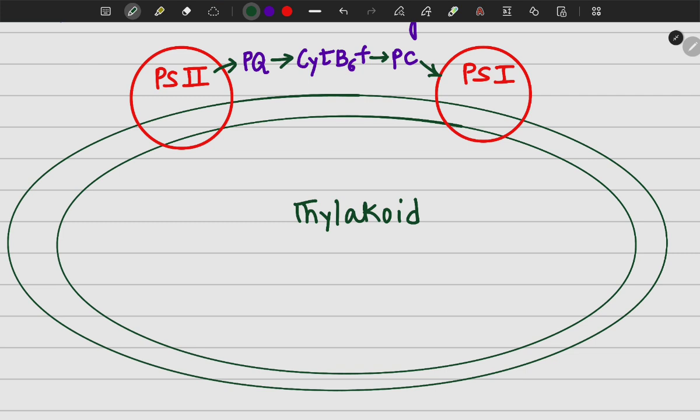Alright, so we studied that in photosystem 2 there's an event called photolysis of water or splitting of water. So what happens in the splitting of water? The water molecule is broken down into H plus ion, electrons, and oxygen gas is released. So this H plus ion, which is produced during the photolysis of water, this enters the lumen of the thylakoid.